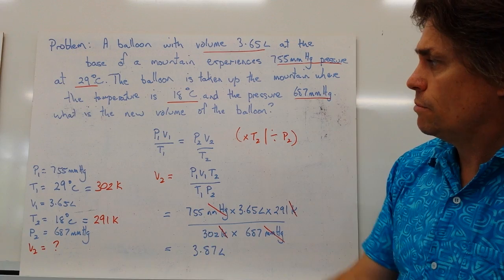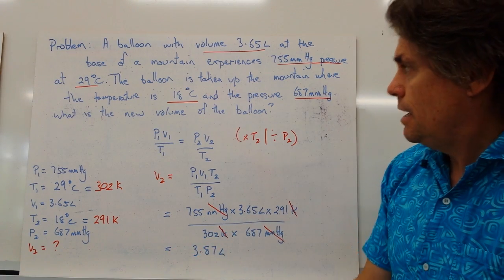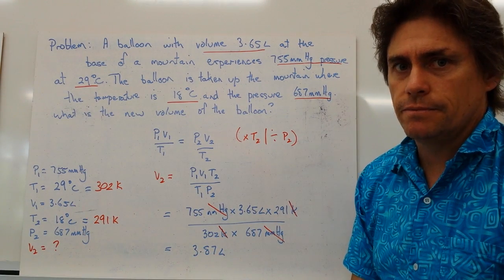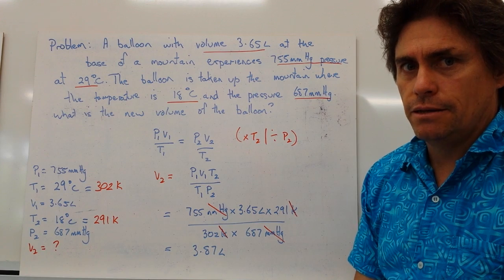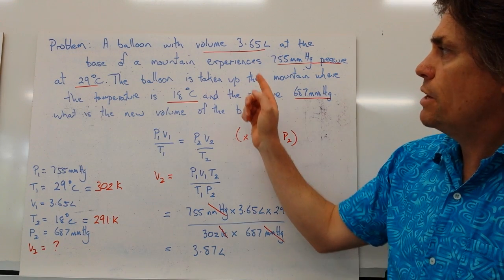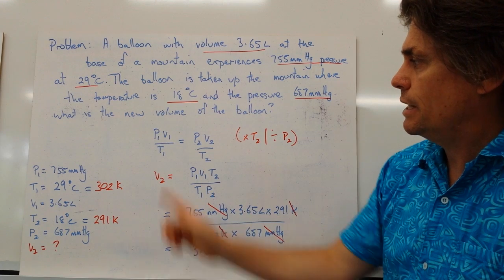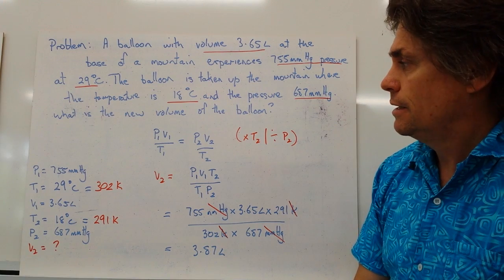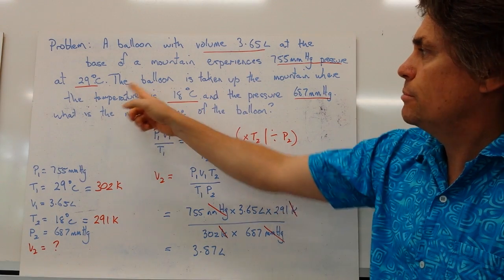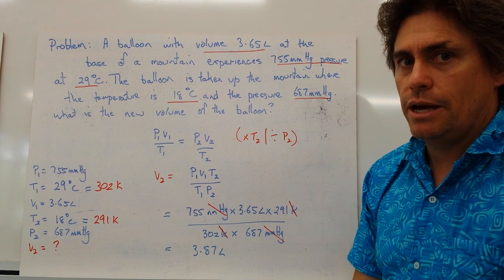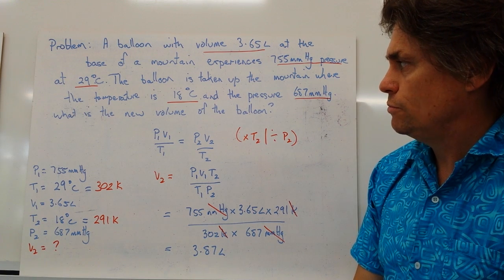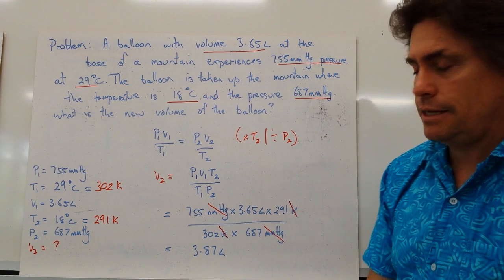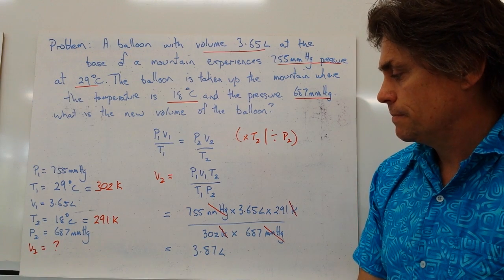So in other words, we go from the bottom of the mountain to the top of the mountain, and our volume changes from 3.65 litres to 3.87. Does this number make sense? Well, we're going from higher pressure to lower pressure, so we're getting a reduction in pressure, so our volume should increase. And we're also going from a higher temperature to a lower temperature, so our volume should decrease. But the balance between the two is in favour of a slight increase in that volume.